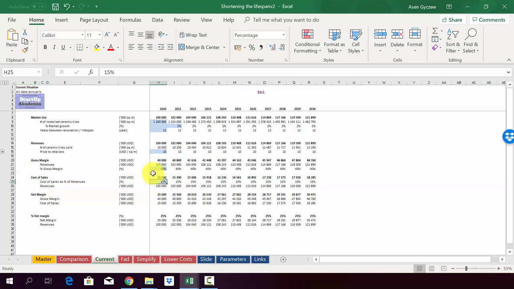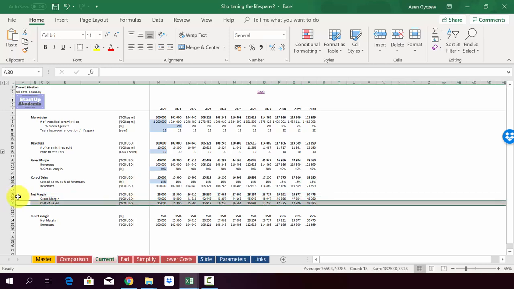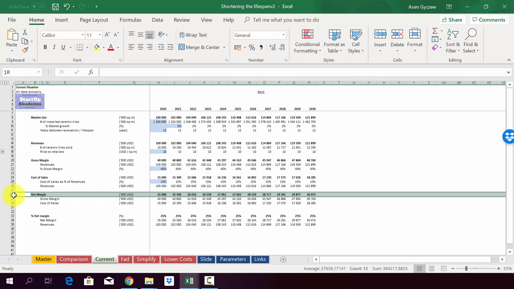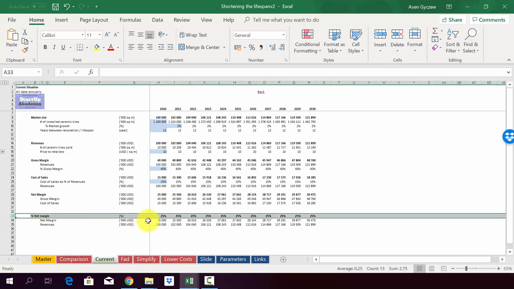So it's 15% on 100, so it means 15 million, and it grows to 80 million by 2030. Net margin is just the difference between the gross margin and the cost of sales, and we have it here in row 28, estimated to be 25 million in 2020 and more than 30 million in 2030. And finally, net margin as a percentage, it's 25%.